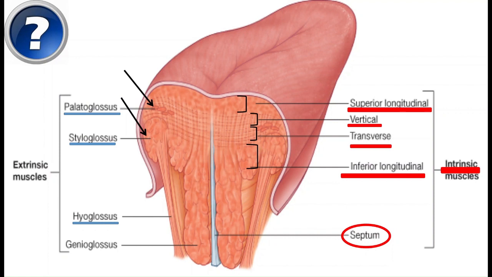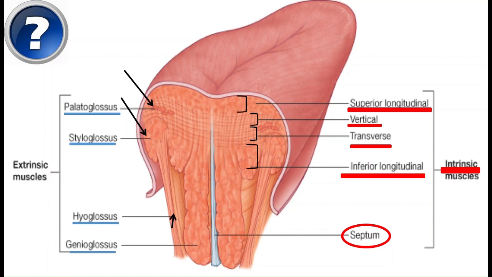Then we have the hyoglossus muscle. As you can see, the fibers are long, and this muscle takes origin from the hyoid bone and inserts into the bulk of the intrinsic muscles of the tongue, and it pulls the tongue down into the floor of the mouth.